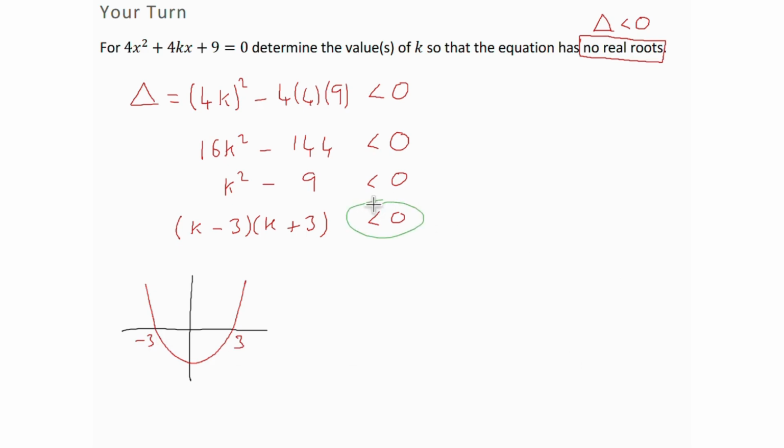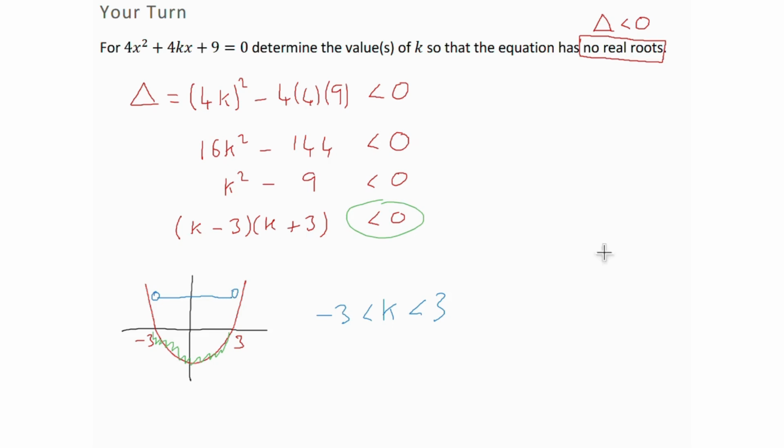We want when this is less than 0, so we want these values here when it is less than 0, which means we're interested in the x values between those two values. Which means there will be no real roots if k is greater than negative 3 and less than 3. Any of those values for k would make this have no real roots.